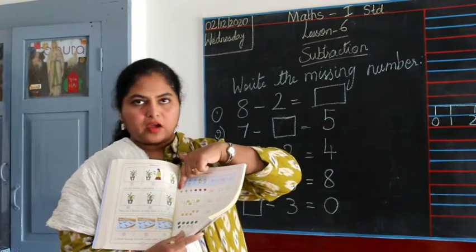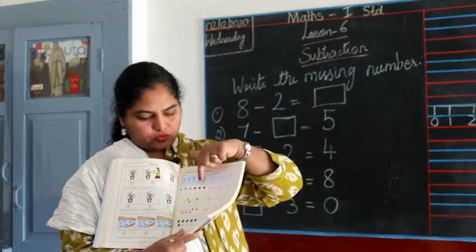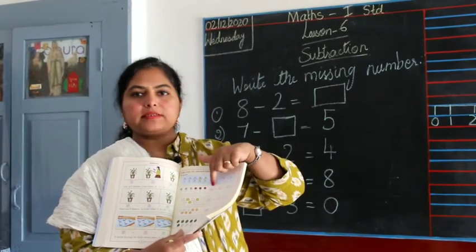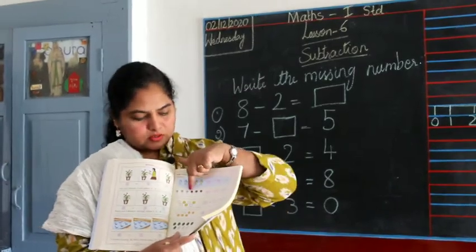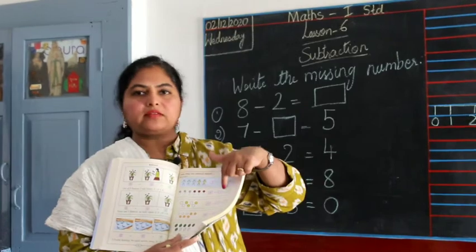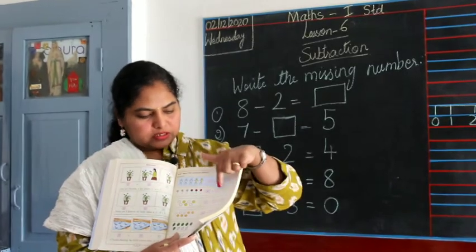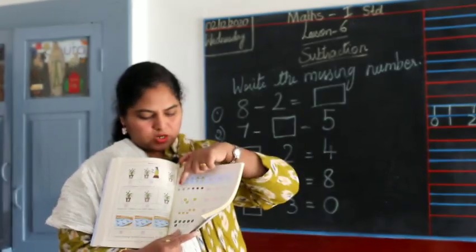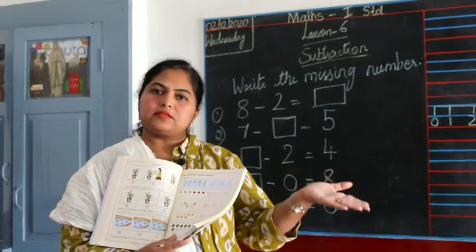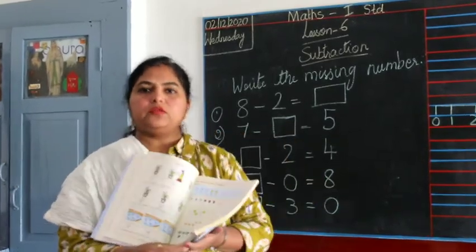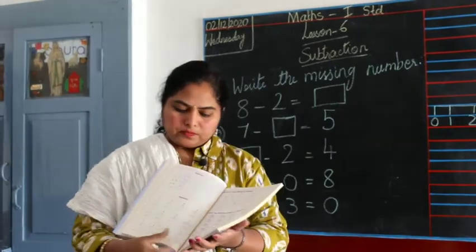Next one you have flowers. 1, 2, 3, 4, 5, 6 flowers. 6 minus, remove what's colored. How many flowers are colored? 1, 2, 3. So you write 3 here. And what is left which is not colored? 1, 2, 3. So 3 are left. So 6 minus 3 is 3. So do the same thing for the other sums.